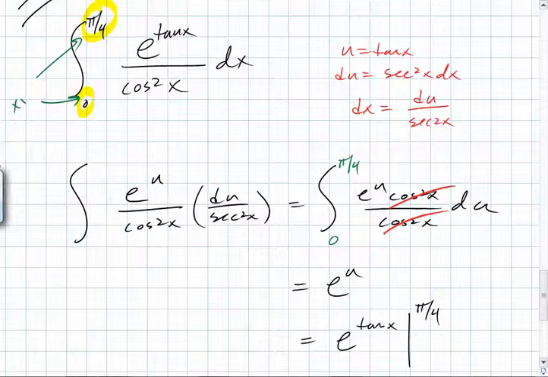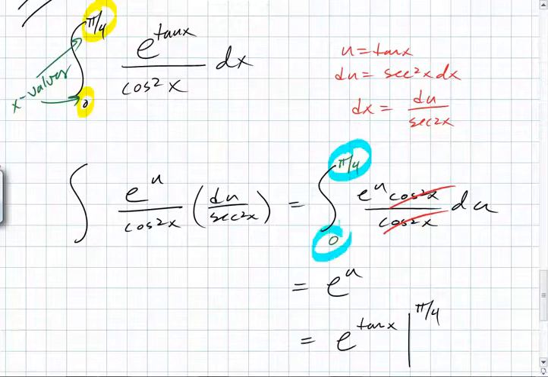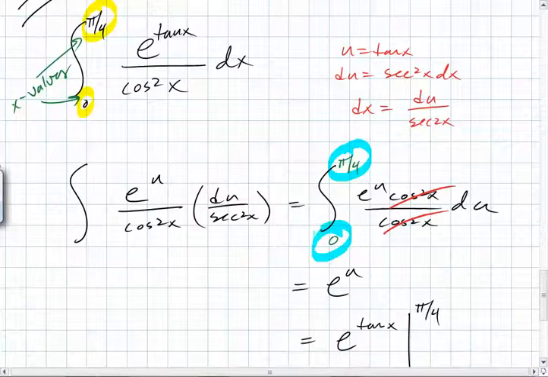These are x values, right? Those are both x values, correct? Now what are we writing it in terms of? u. What does u equal? Tangent x. So if we were to write the limits in, what's tangent of 0?